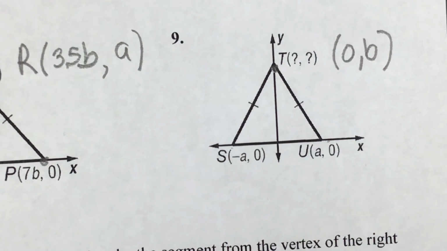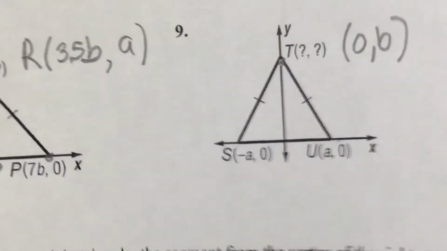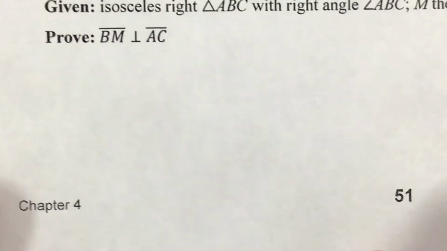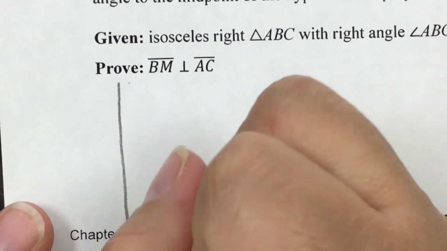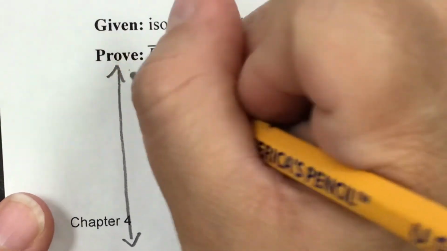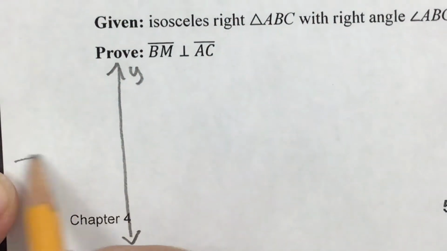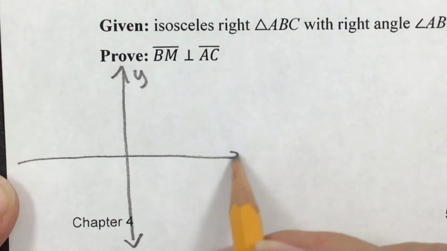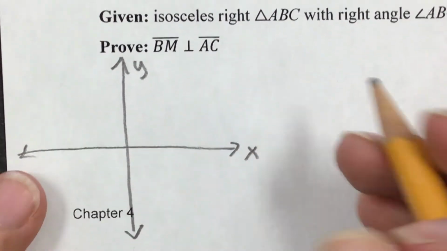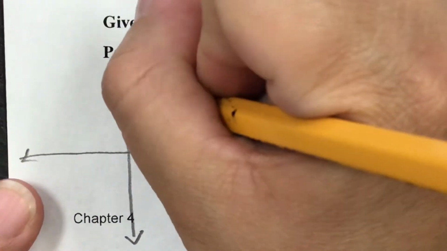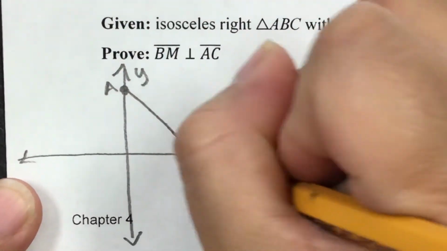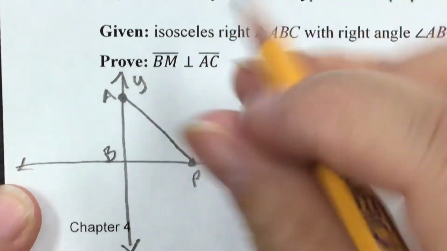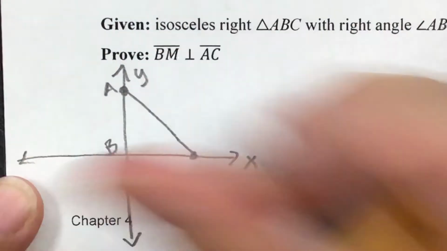For number 10, we got the proof. And I'm going to write down the proof and then I'll explain it. But for right now, let's go ahead and draw a picture. I want you to draw the y-axis and then the x-axis. I'm going to draw this triangle A, B. Oh no, B has to go right here because it says that's the right angle. Then that means this one has to be C.